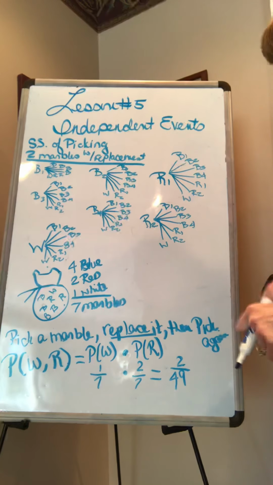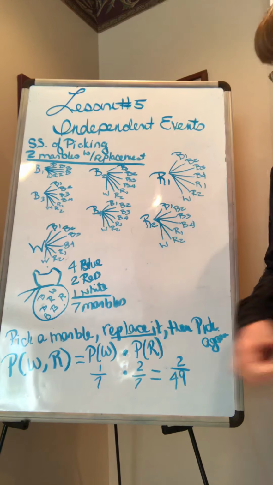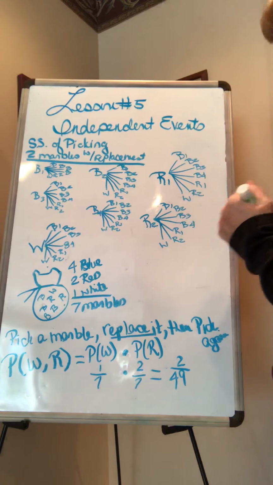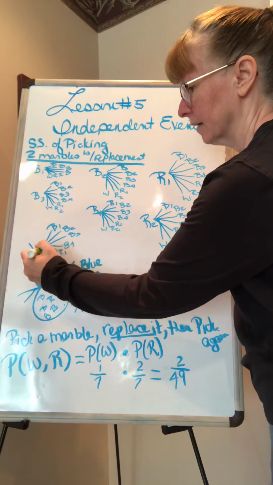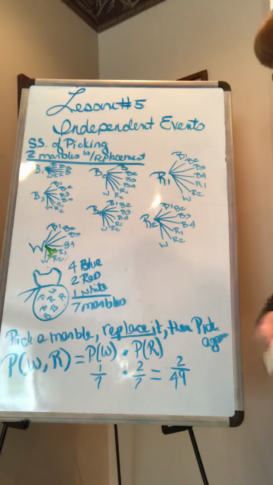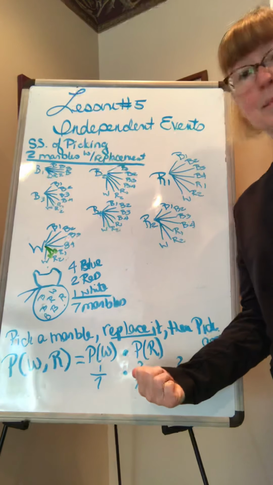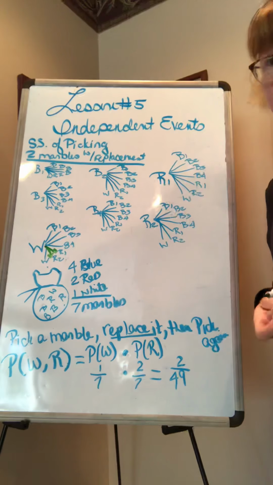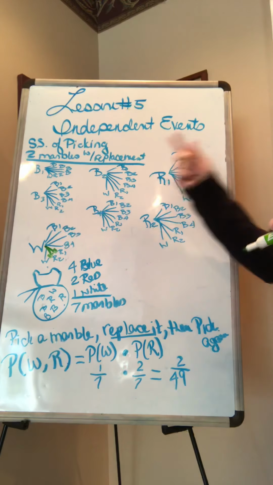And if I now go back to my problem that said, what's the probability of white followed by red? Well, white followed by red only happened here and here. 2 out of 49. So if you multiply your individual probabilities, it's a heck of a lot faster than making a sample space. Trust me on that. But let's do a couple more with replacement.